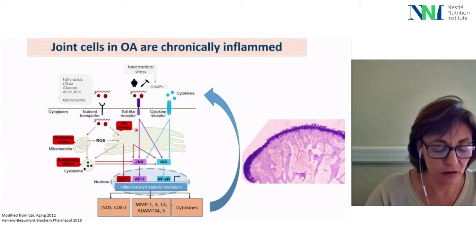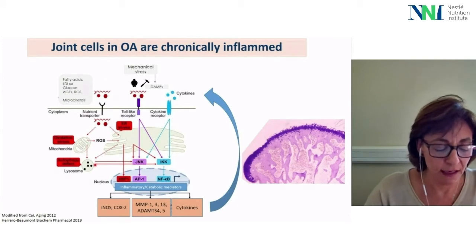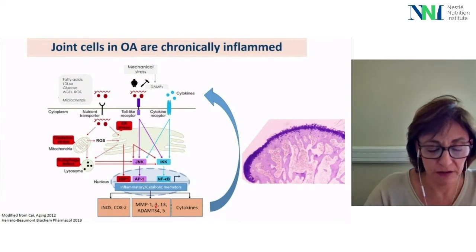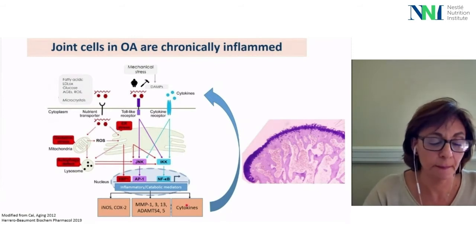As a whole, the long-term presence of these noxious agents is translated intracellularly as endoplasmic reticulum stress, mitochondrial oxidative stress, and dysregulation of autophagy, which overactivates the stress response in the cell. In this context, important nuclear factors are activated, such as nuclear factor kappa B or AP1, responsible for the gene expression of pro-inflammatory enzymes, metalloproteinases, or cytokines that are the final effectors for cartilage destruction. Thus, joint cells are chronically inflamed in osteoarthritis.